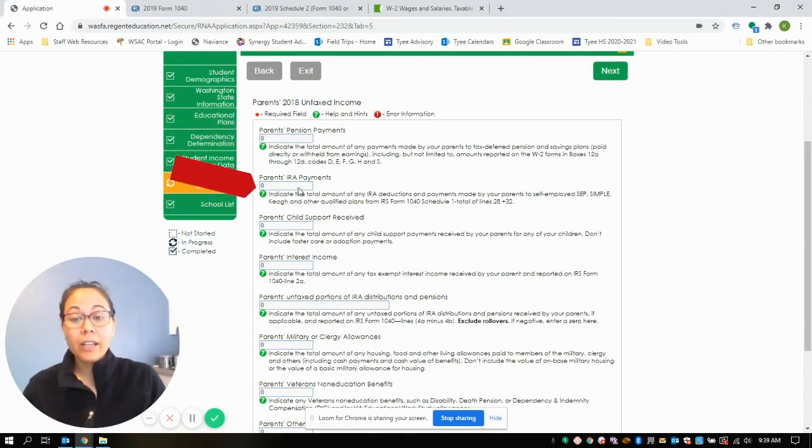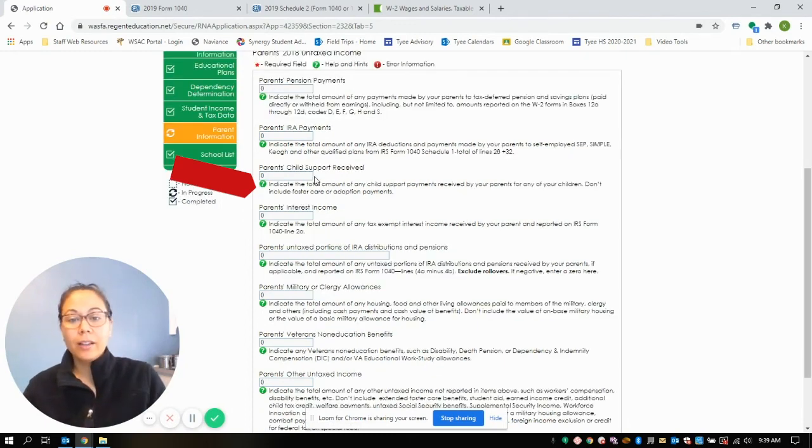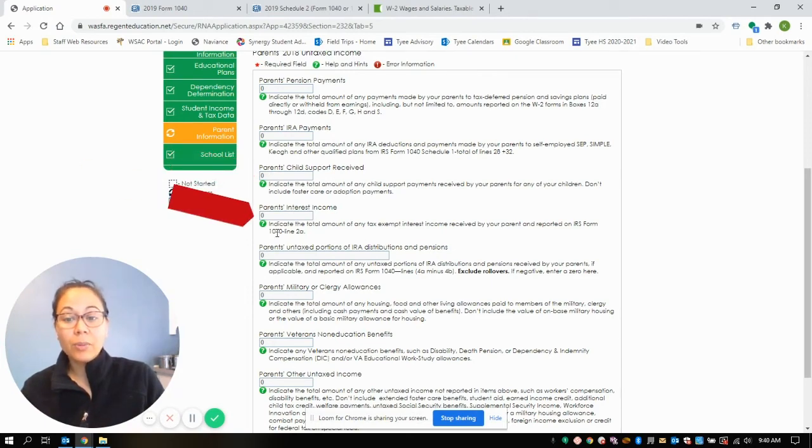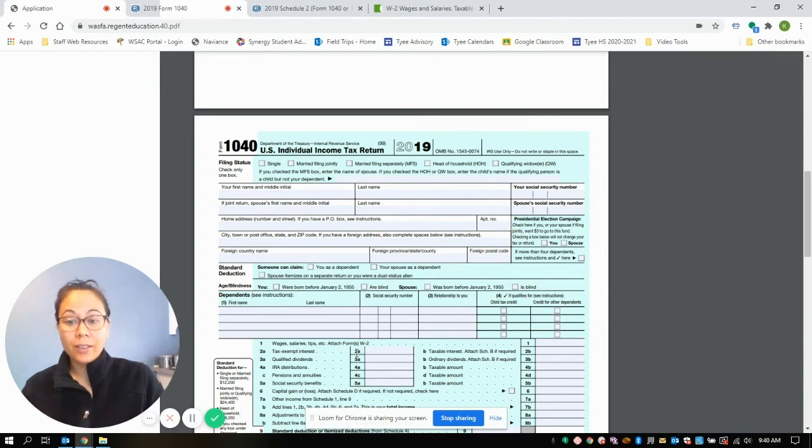Parents' IRA payments. So if your parents have on their IRS 1040 Schedule 1, you're going to add the total of lines 28 plus 32. And if they don't have a Schedule 1, you'll leave that as 0. And then the next question is asking about child support one parent has received from someone else, and you would put that there from the year 2019. Your parents' interest income is going to be on line 2A of the 1040.